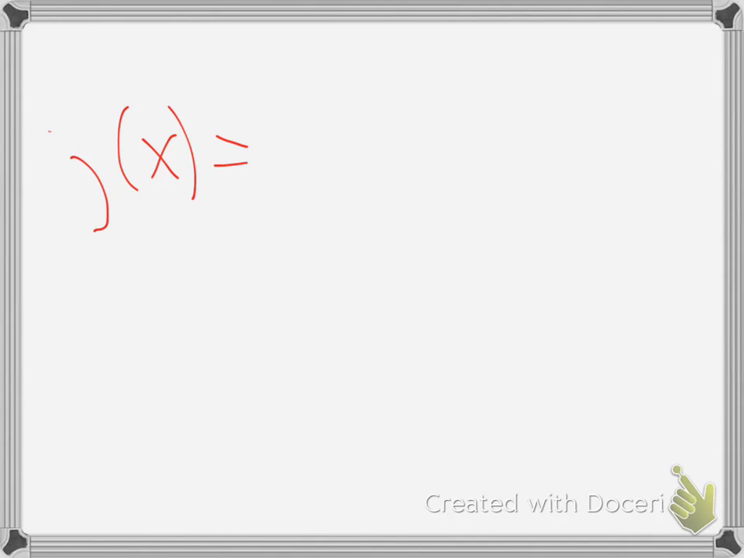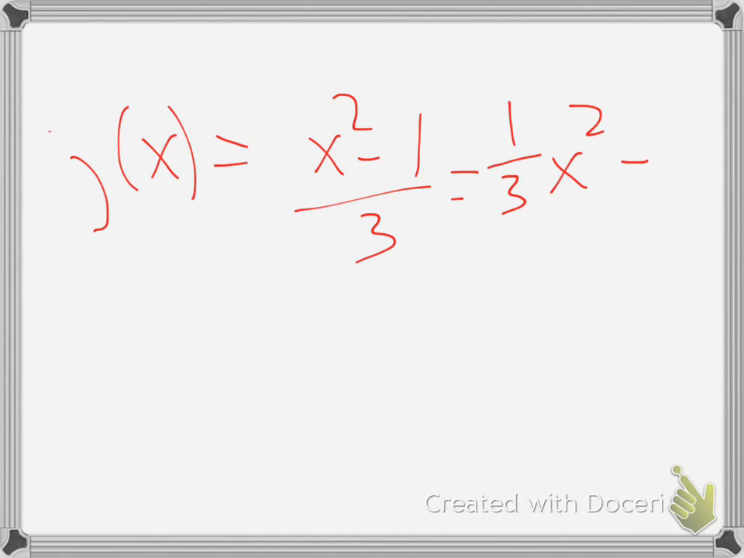Number 4, j of x was x squared minus 1 over 3. This was just to remind you if you could do basic derivatives. And I have it all over 3. The simplest way to do it, though, is to write it like this: 1/3 x squared minus 1/3. So you don't need to do a quotient rule or anything. You just need to use the power rule and the constant rule.